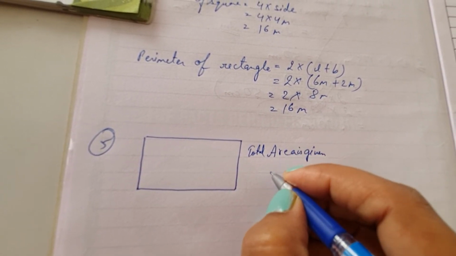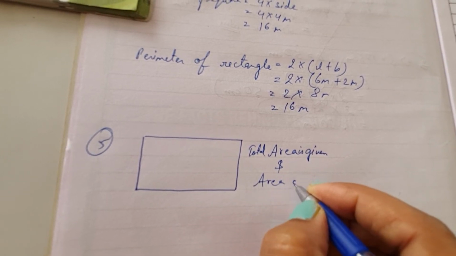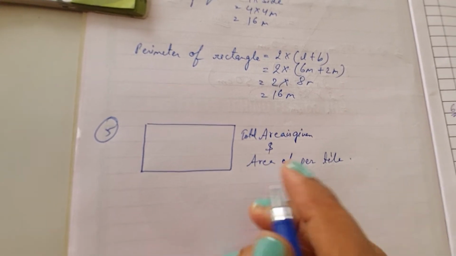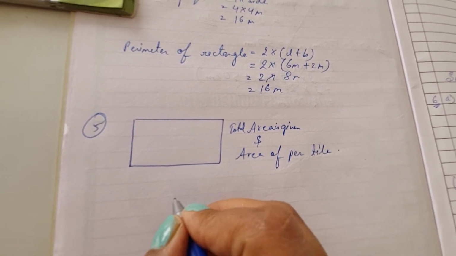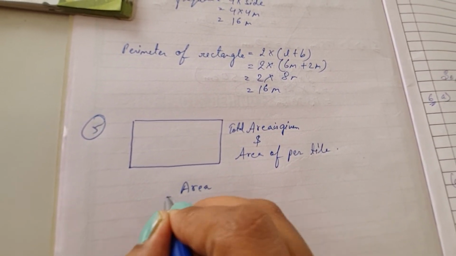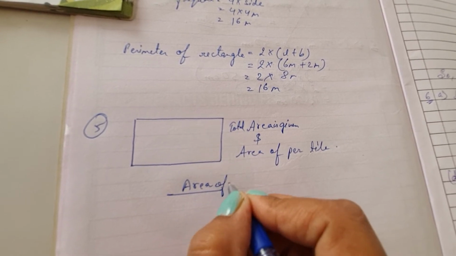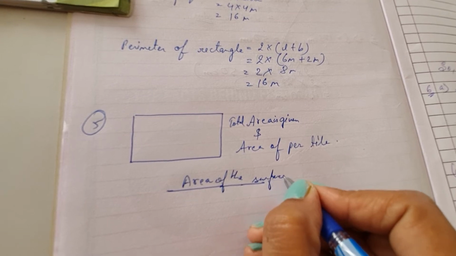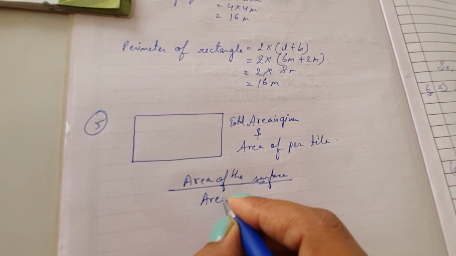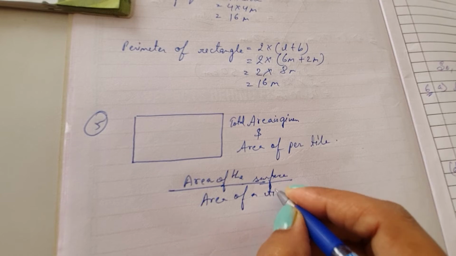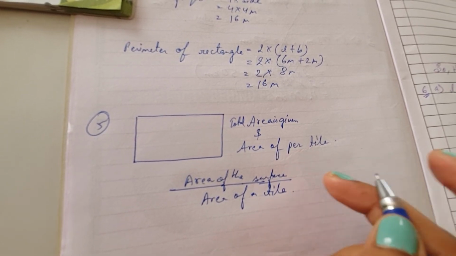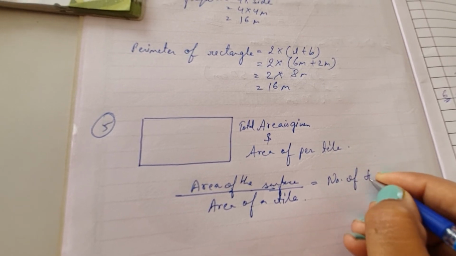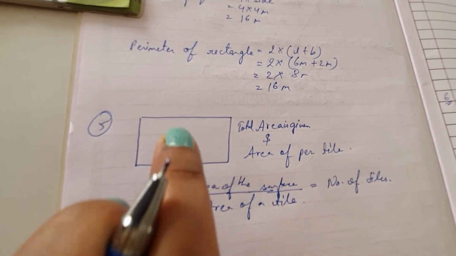and the area of each tile is given. So it is very easy. What you have to do is divide the area of the surface by the area of a tile. That means you divide, and then you will get the number of tiles to be fitted in this region.